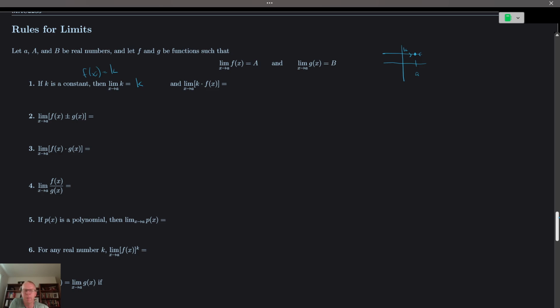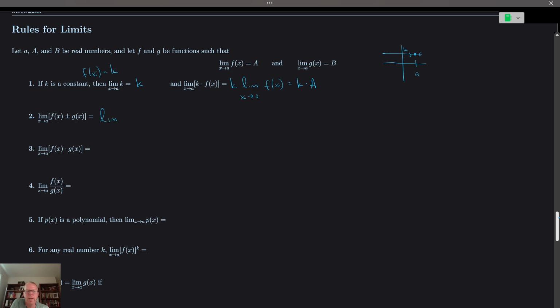Then the limit as x approaches a of k times f of x, we can pull the k out. So you can pull the constant out and just have the limit as x approaches a of f of x. That's going to be A, so we're just going to call this k times capital A. The limit as x approaches a of g of x is B, and the limit as x approaches a of f of x is A. We'll use those as we go, but we really don't need those too much.